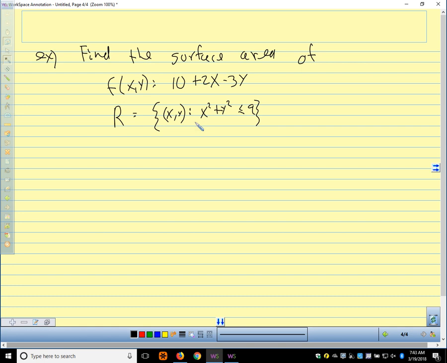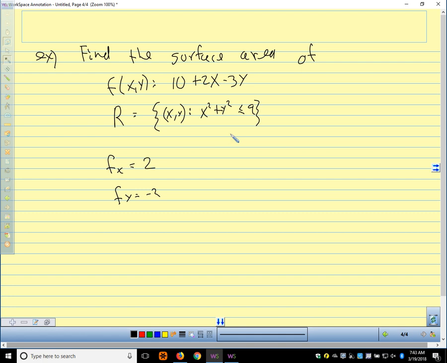Well, this one's not too bad. Our f of x, y here is not a complicated function. What is this? A plane. What is this? A circle. So in 3 dimensions, it would be a cylinder. So we have a plane slicing off a portion of a cylinder, similar to our integral of the day, except instead of a volume, we're finding a surface area. So f sub x, the partial with respect to x, is a nice 2. f sub y is -3. Based on this region, how do you think we want to set this up?